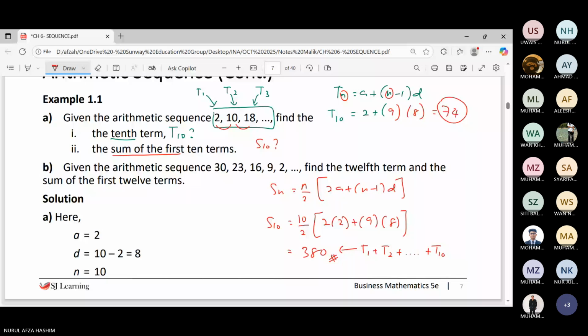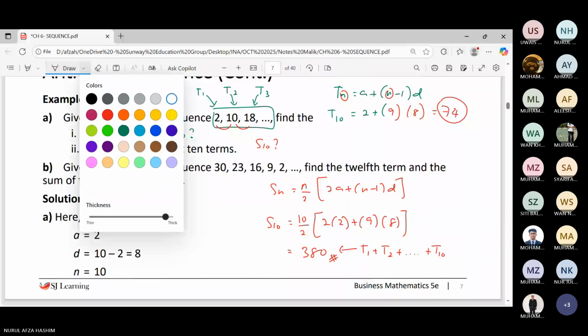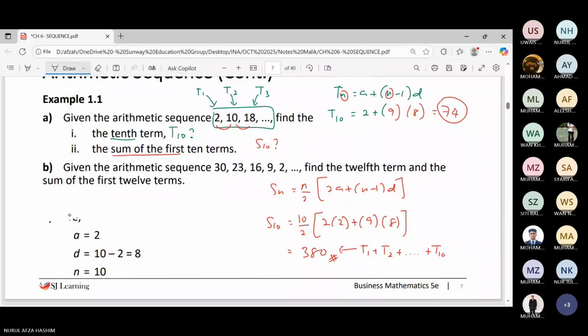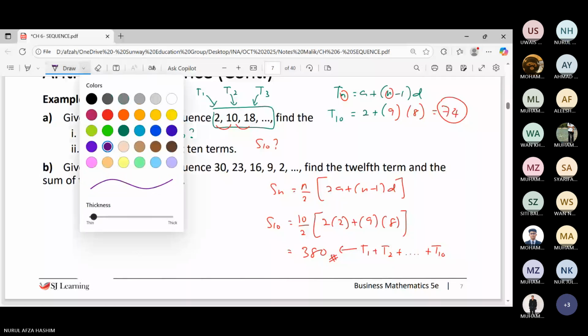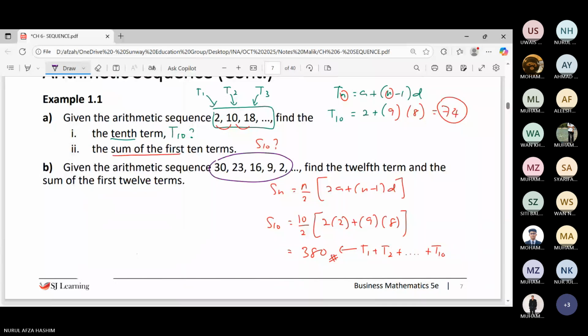Okay. How about the B? Try to the B one. So this one, you know A should be 30. How about D? What is the difference? -7 kan? -7. Okay, so find the theta.